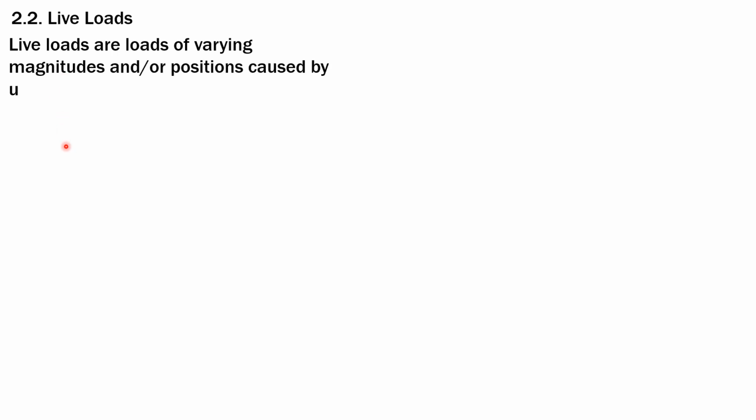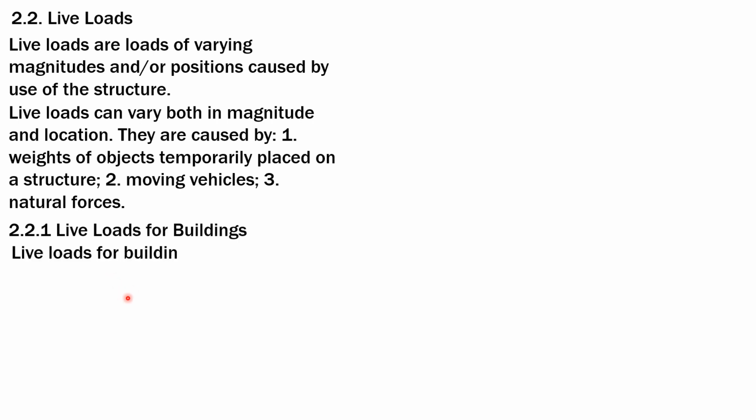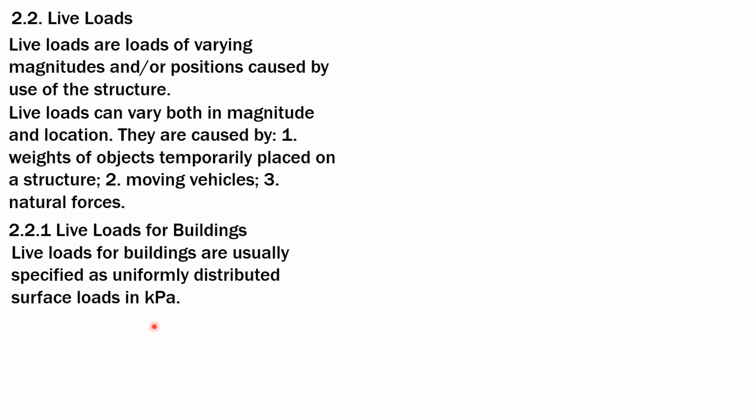Live loads are loads of varying magnitudes and or positions caused by use of the structure. Live loads can vary both in magnitude and location. So they are caused by weights of objects temporarily placed on a structure, moving vehicles, equipment, and so on and so forth, or natural forces such as wind, or there may be earthquakes that will come, or exposure to temperature changes.